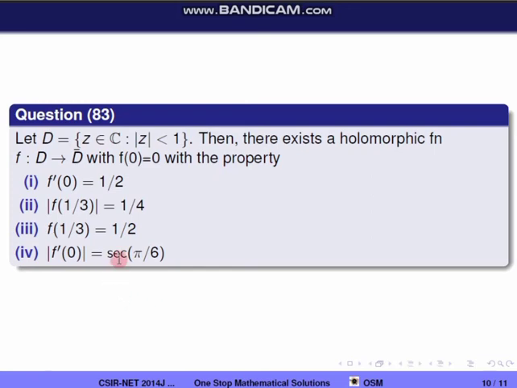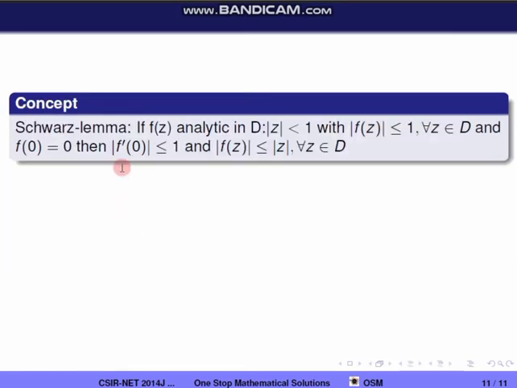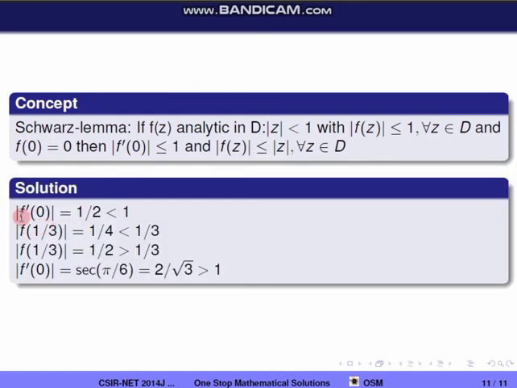So to find the value of f dash of 0 and mod f of 1 by 3, we'll use this one. Okay. So now we'll move on to the question. So I'm finding the modulus f dash of 0 is given to be 1 by 2 and 1 by 2 is essentially less than 1. So the first property is correct. Second, mod f of 1 by 3 is equal to 1 by 4 and 1 by 4 is less than 1 by 3. So second property is also correct.